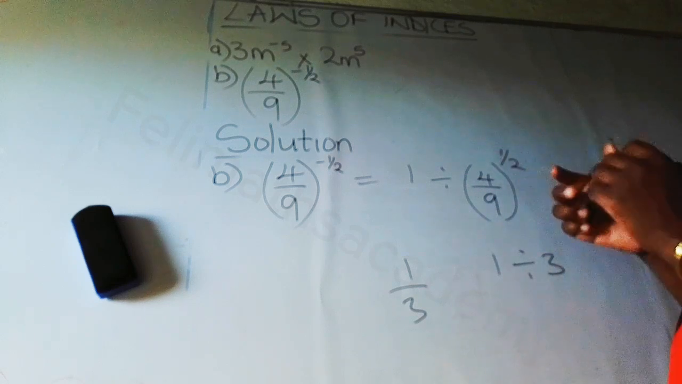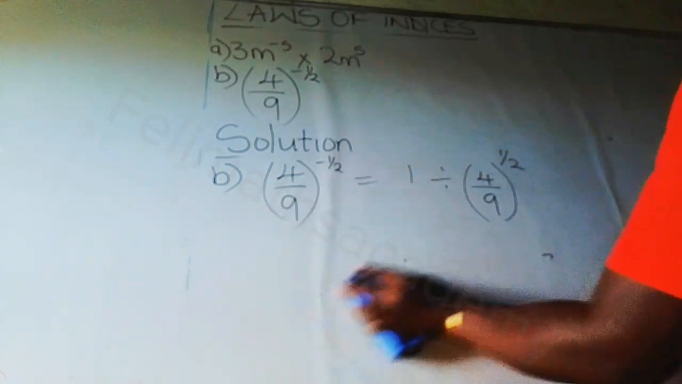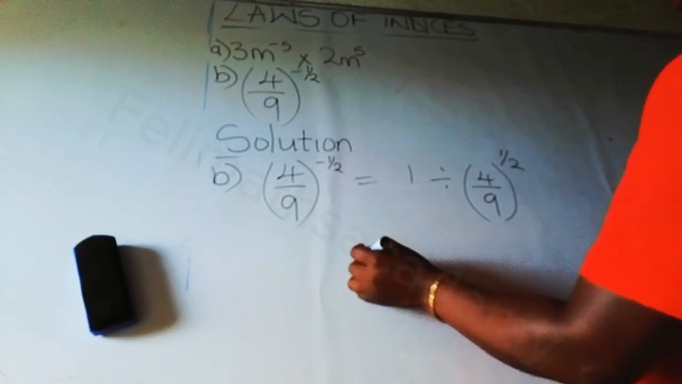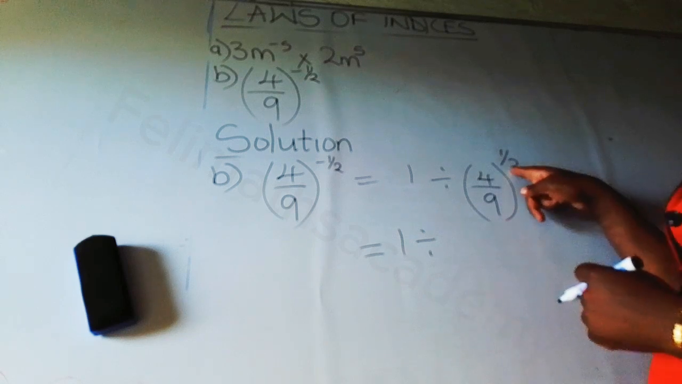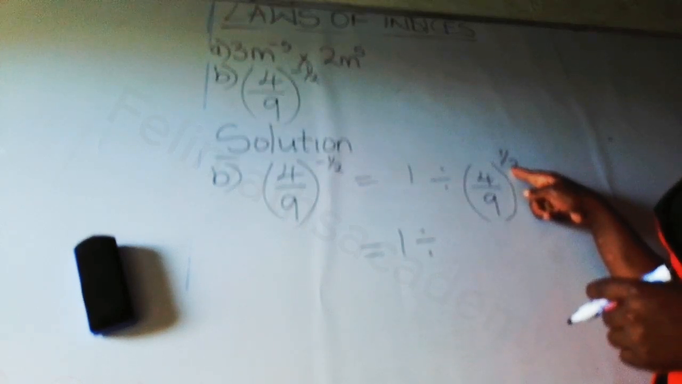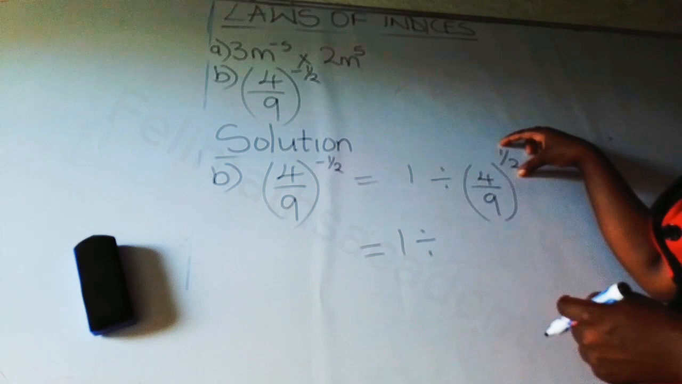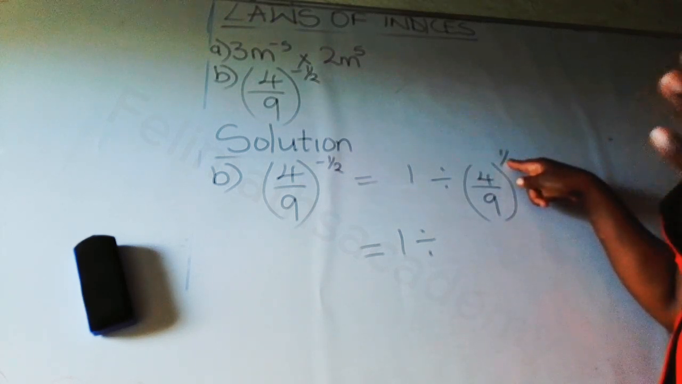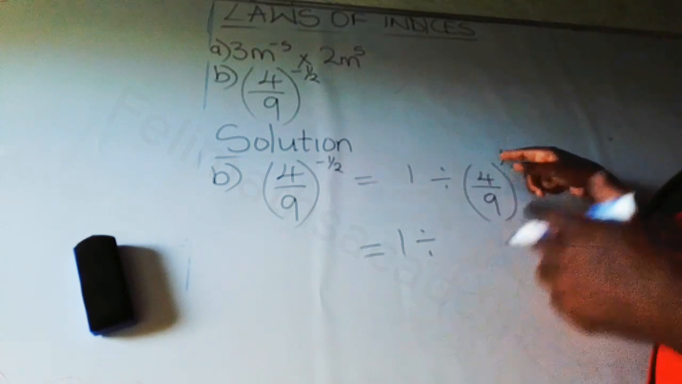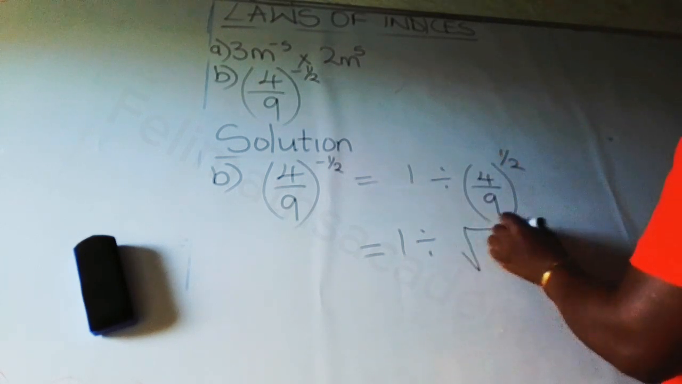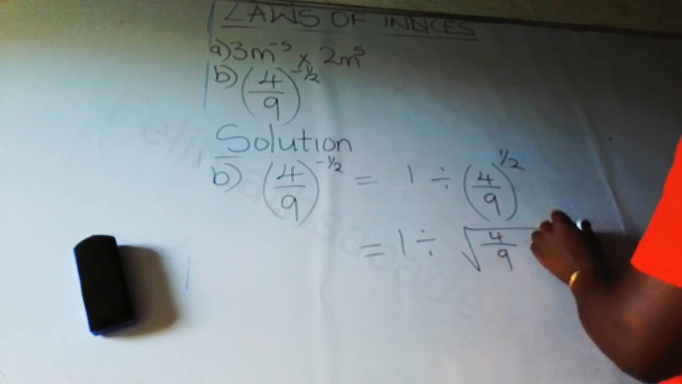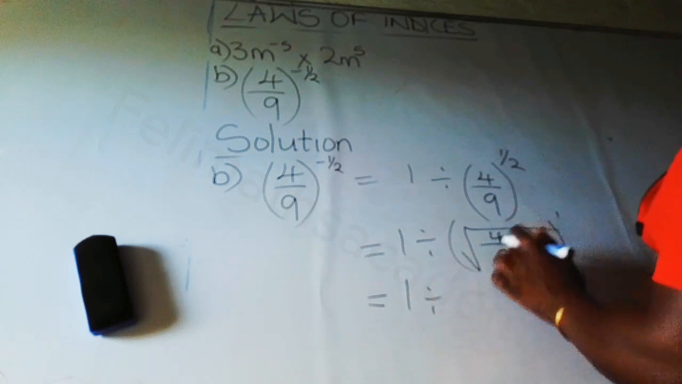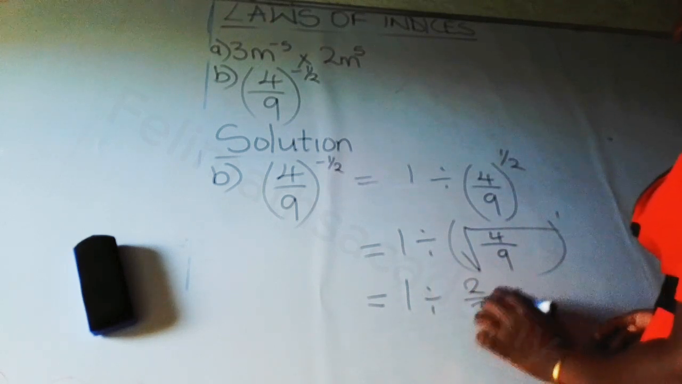But now we have a power that is positive, so we simplify that. 1 divided by, we have a fractional index there. So we are going to find the second root. The denominator is a 2, so it's the second root, which is the square root. So the square root of 4/9 raised to the power of 1. It's 1 divided by square root of 4 over square root of 9, which is 3.